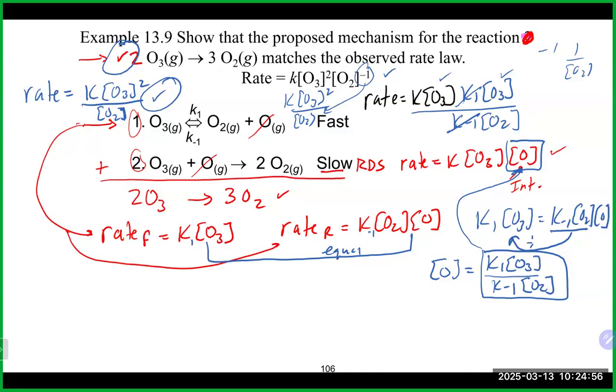So this is also a very common sort of mechanism problem where, again, you have the mechanism, you have the reaction, you have the rate law experimentally found, and you just need to use it to prove that it's good or bad. And again, in this case, if those rate laws did not match, then it would be a bad mechanism there. Any questions on that?